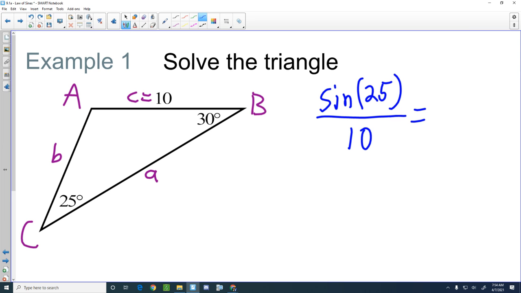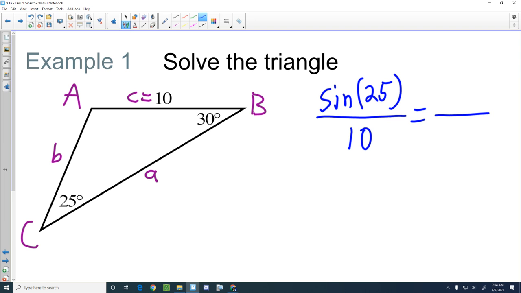So that's one fraction. Now for my second fraction, remember, we don't do all three at once. We just always have one fraction equal to one other fraction. And I can do it with the b's or the a's, it doesn't matter. But looking at this triangle, I only have one other value given. Is that other value for b or for a? It's the b, right? That 30-degree angle is b. So I know that this next fraction has to be for the angle b and side b, because that's the only other value I have.